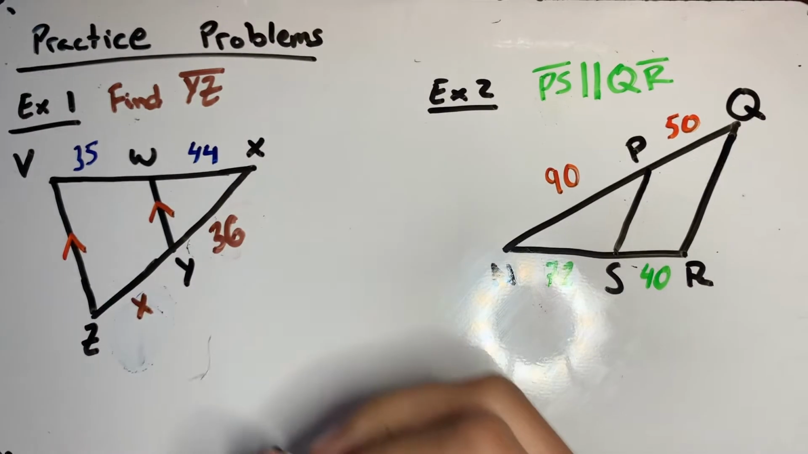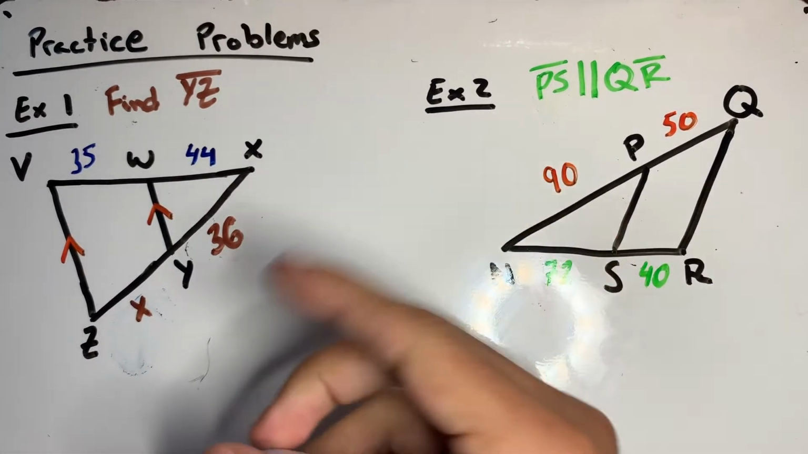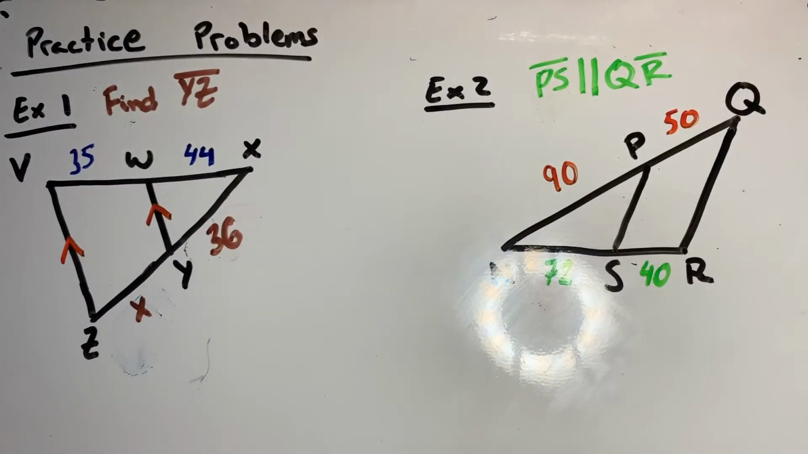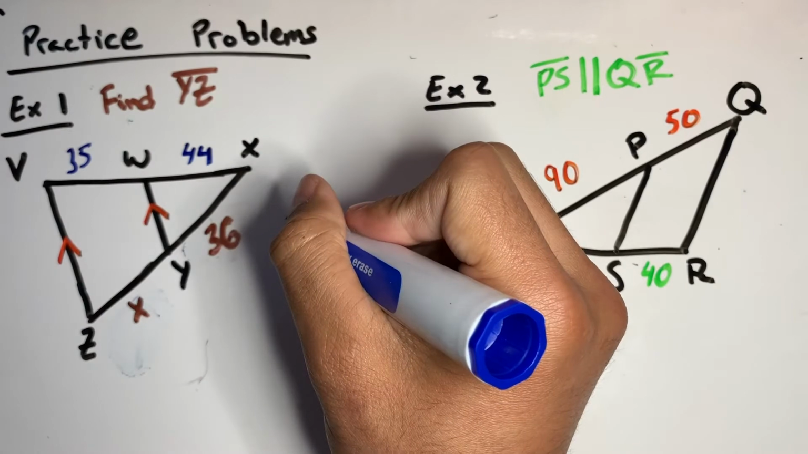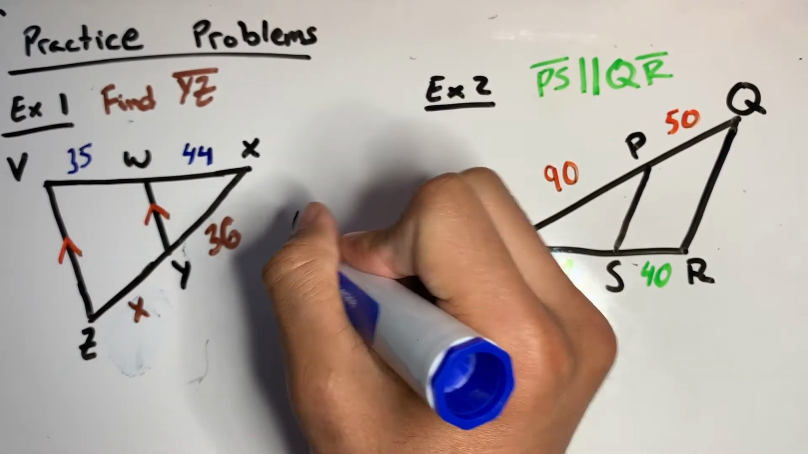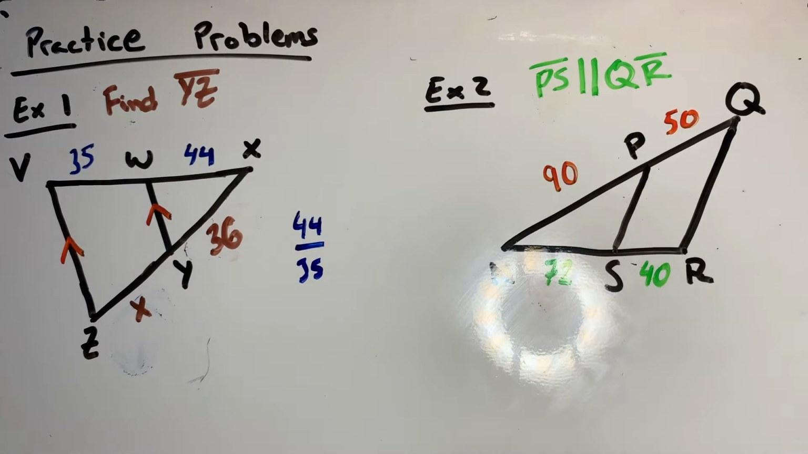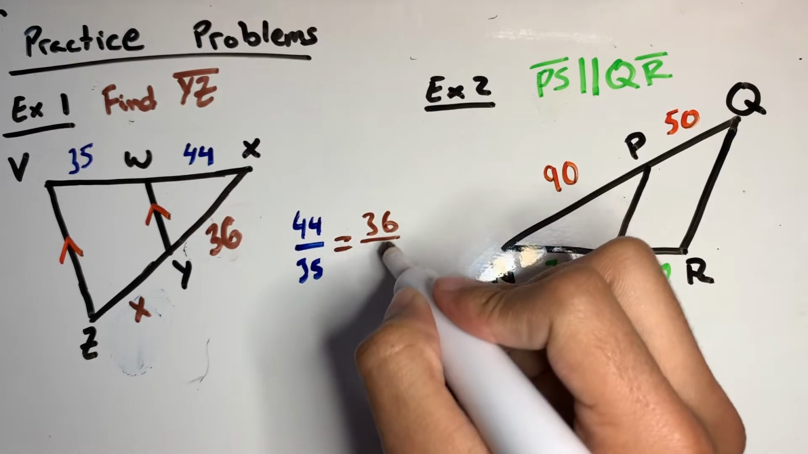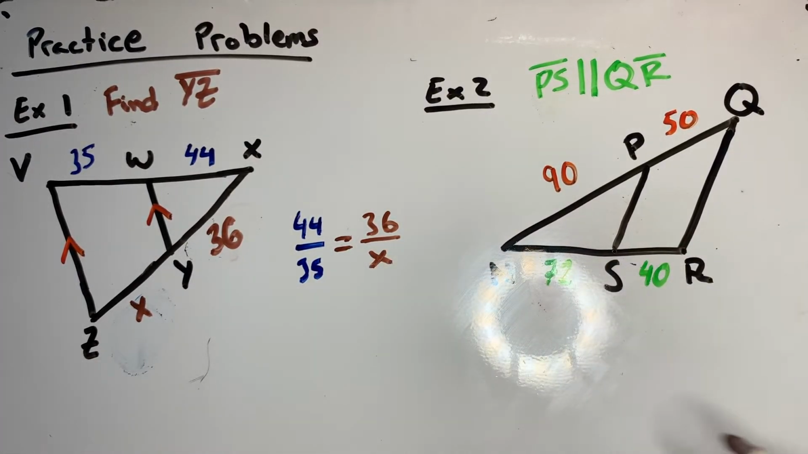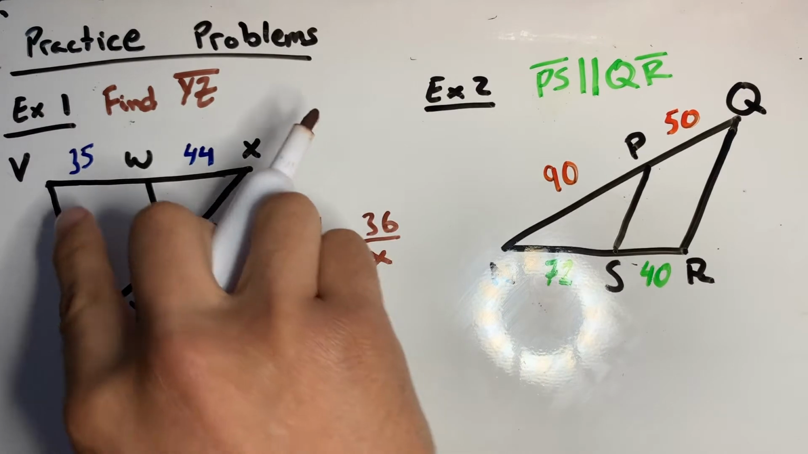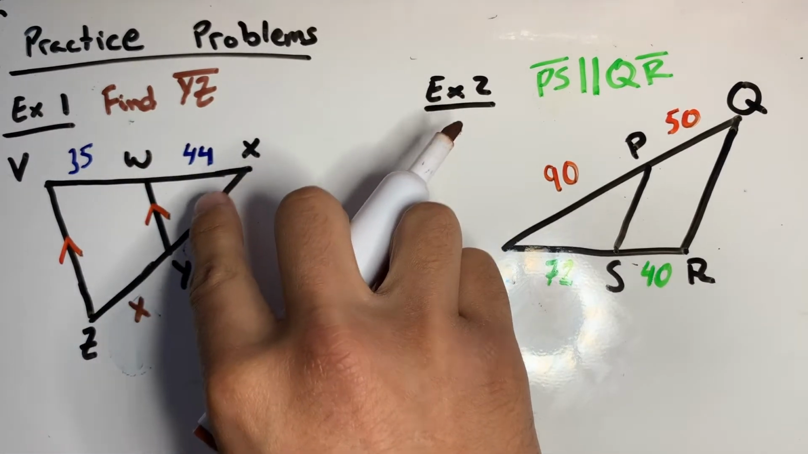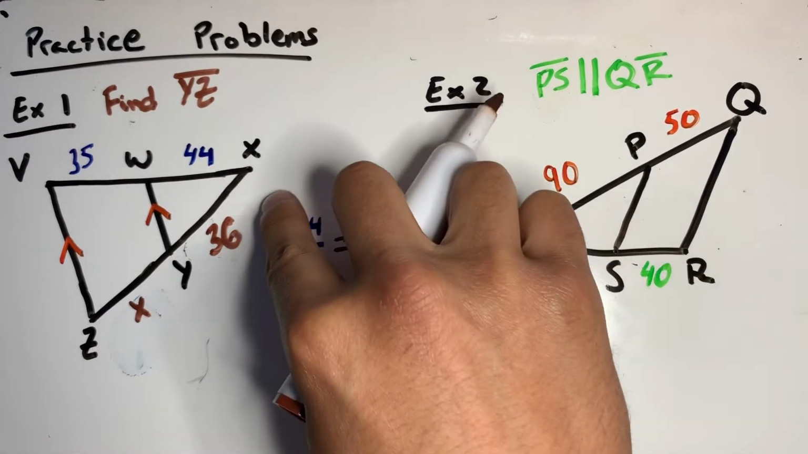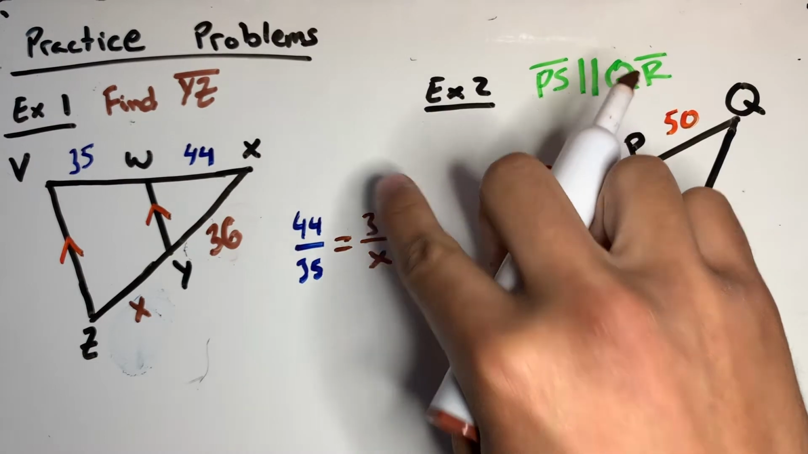Anywho, we know from the triangle proportionality theorem that if these two lines are parallel to each other, like they tell us, then we can set up our problem. So it's going to be 44 over 35 equals 36 over x. To be honest, it doesn't matter if you start off with 35 and then go over 44, as long as you move x over 36. If you put 35 on top, then the x has to be on top. So it just has to be consistent.